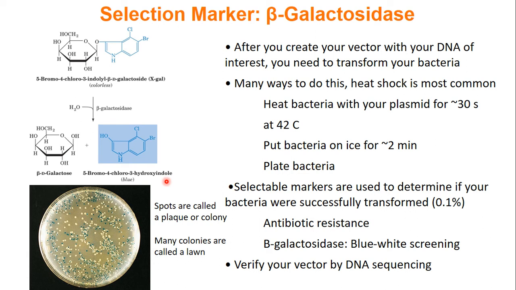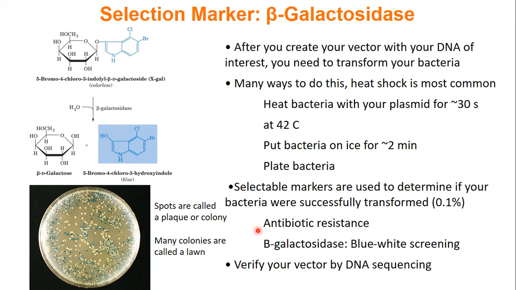But we want to make sure that we only have bacteria that have our vectors. And so to make sure that is the case, we use what are called selectable markers. The selectable is we're selecting for our vector. And there's 2 ways to do this. One, antibiotic resistance. So if you remember back to our slide on the puck vector, it had ampicillin resistance in the vector.